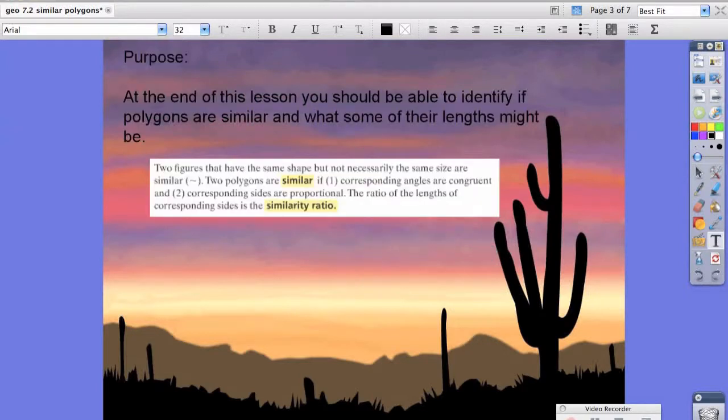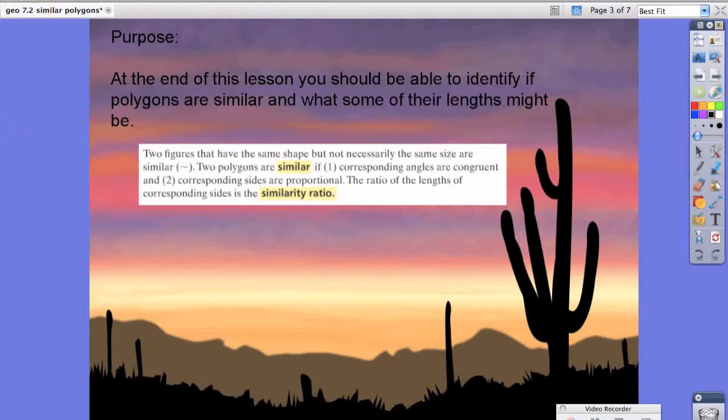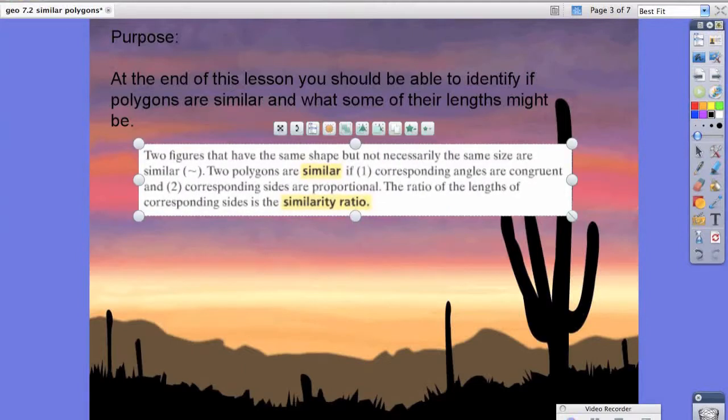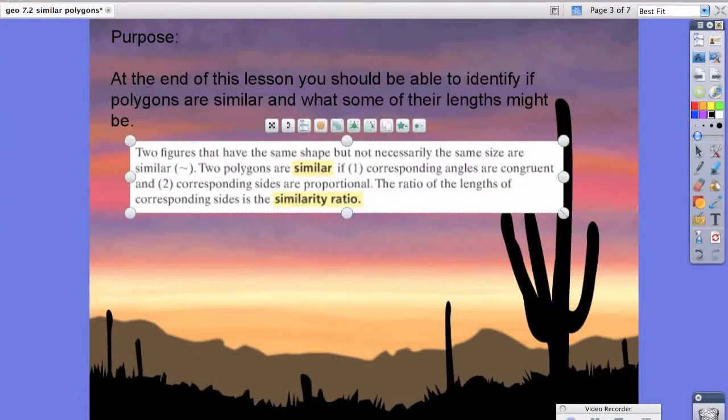So at the end of this lesson, you should be able to identify polygons, whether polygons are similar, and what some of their lengths might be. So one of the important things that we're going to go over are similar and similarity ratio. Two figures that have the same shape but not necessarily the same size are similar. And similar is denoted by this little symbol.